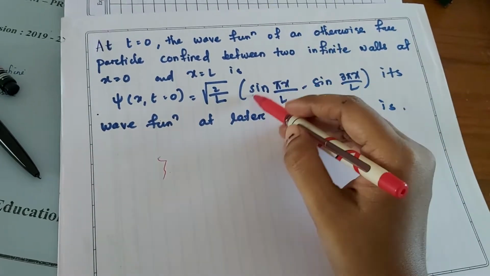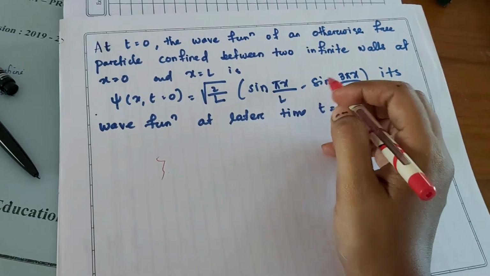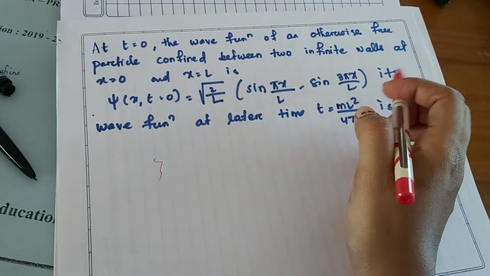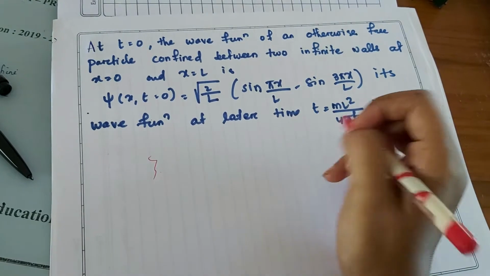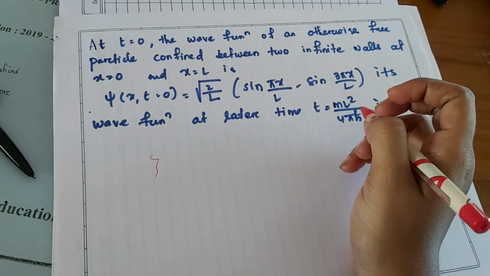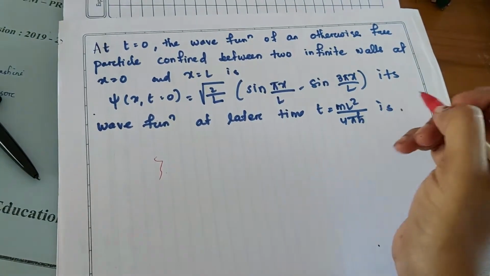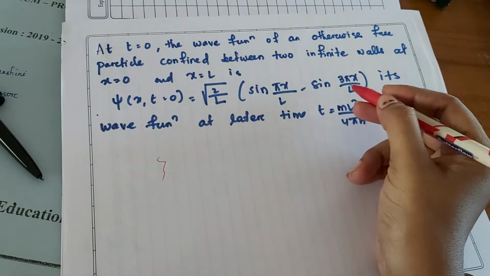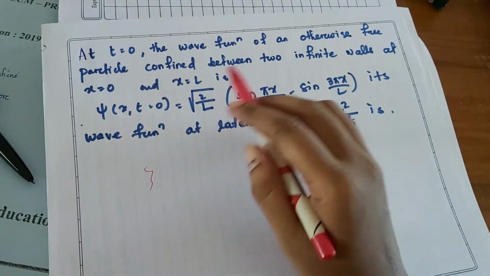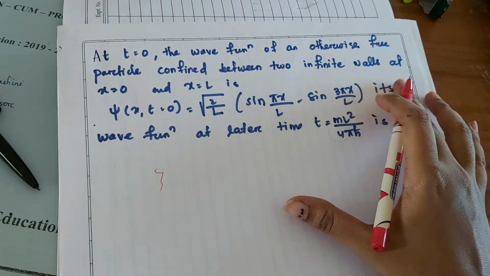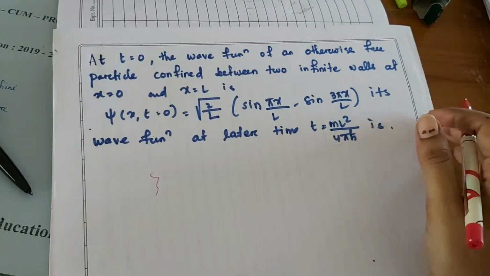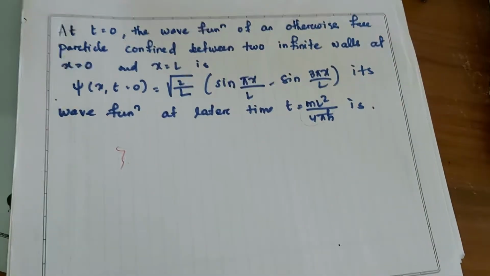minus sin(3 pi x by L), and it is asking for its wave function at a later time t equal to m L squared by 4 pi h cut. So we have to find the wave function after the later time t equal to m L squared by 4 pi h cut.